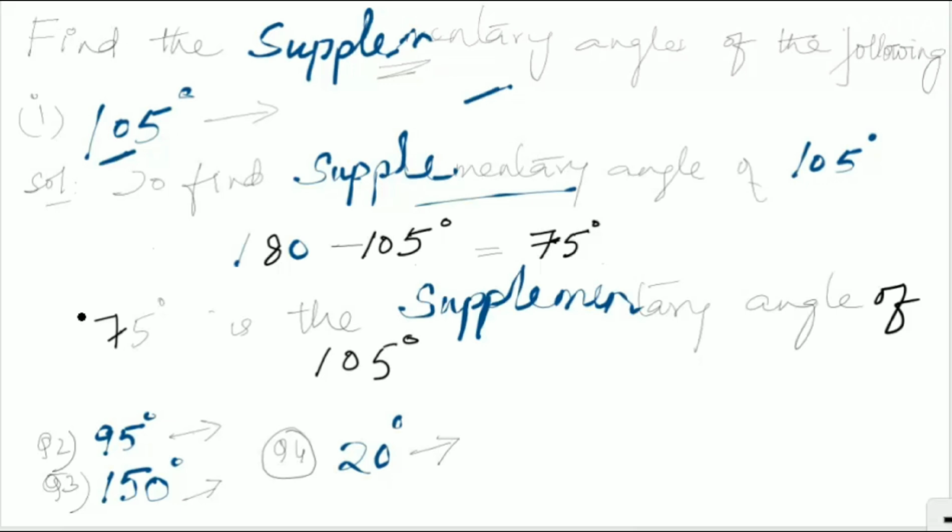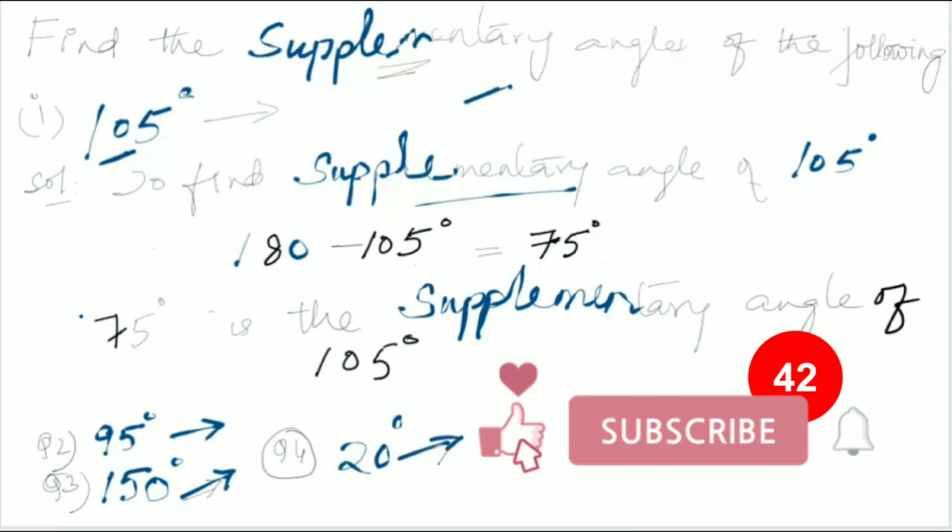So students, you can try these problems. You have to find the supplementary angle of 95 degrees, the supplementary angle of 150 degrees, and the supplementary angle of 20 degrees.